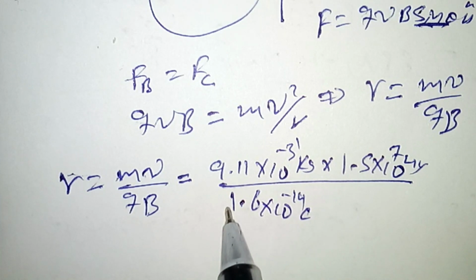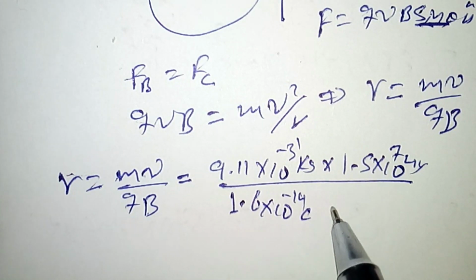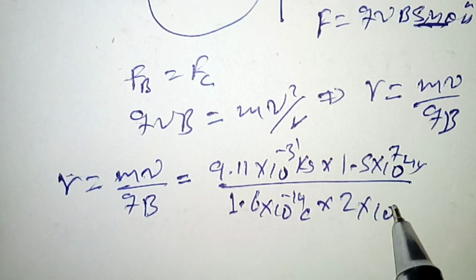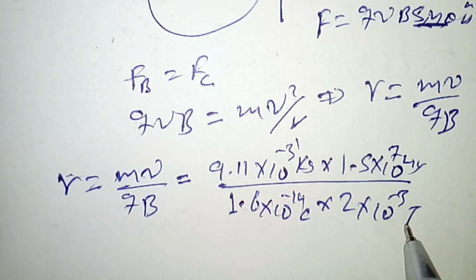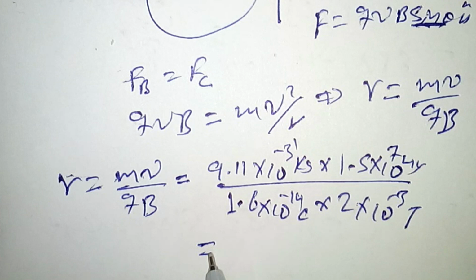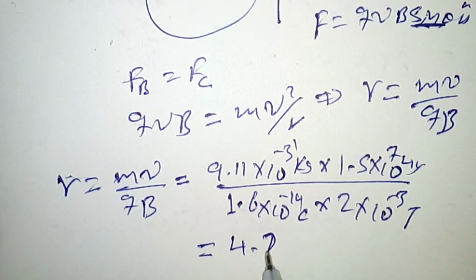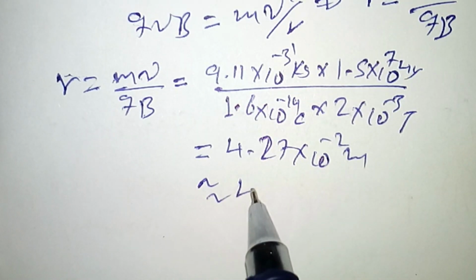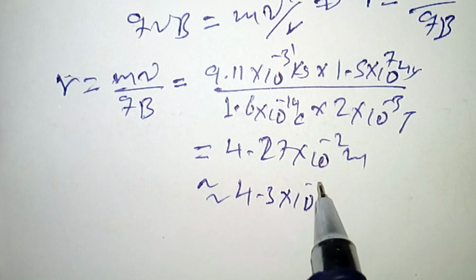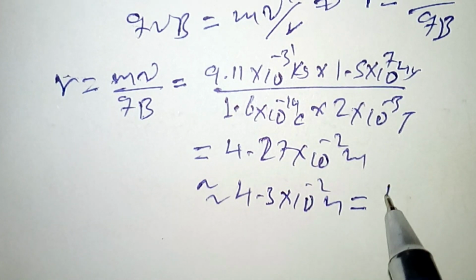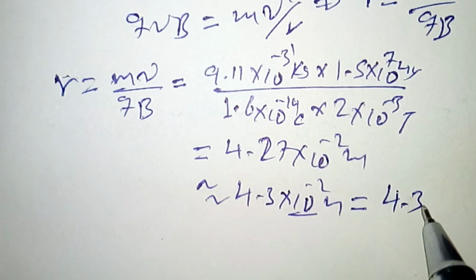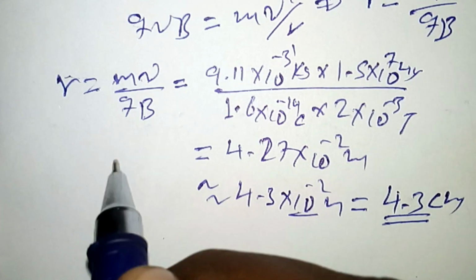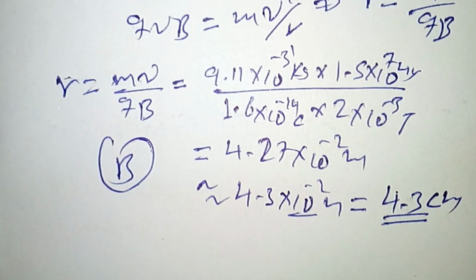It's actually negative, but I take only the magnitude, times the magnitude of the magnetic field, which is 2 times 10 raised to minus 3 Tesla from the given. So if you do this calculation directly, you get 4.27 times 10 raised to minus 2 meter. So approximately it's 4.3 times 10 raised to minus 2 meter, which is directly equal to 4.3 centimeter. So the correct answer is alternative B, which is 4.3 centimeter.